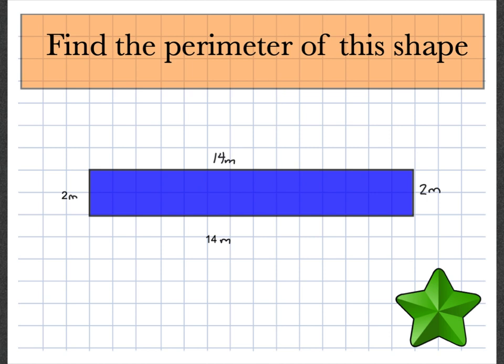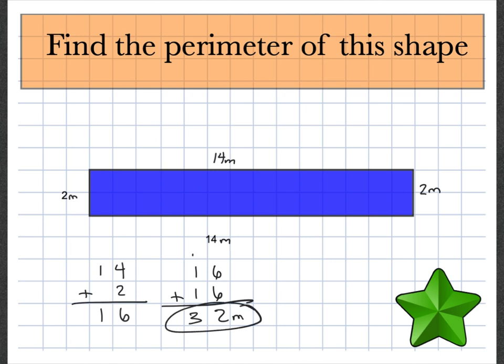So with this, I can do 14 plus 2, which would give me 16, and then I can do 16 plus 16, which is going to give me 32, right? So this is 32 meters. So that's perimeter of a regular shape, just as a quick review.